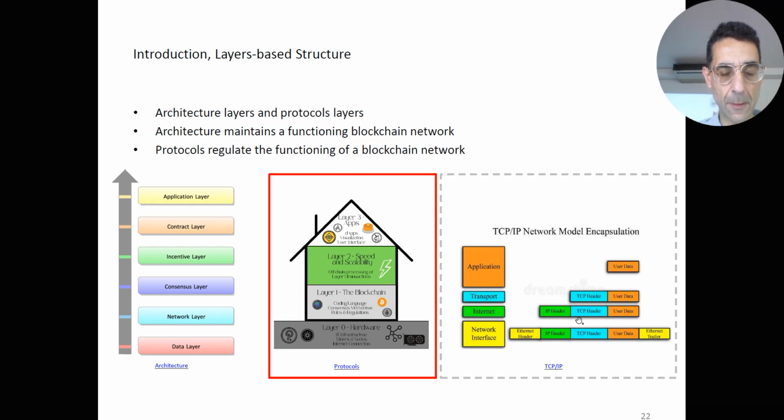Now, between members of the blockchain and computer network communities, there is a tendency to draw corresponding lines between the layers of the protocols and the TCP/IP levels that regulate the functioning of the networks, let's say of the internet. So they try to correspond that layer zero corresponds to the network layer of the TCP/IP protocol, and layer one to the internet, and so forth. I'm giving these as extra information, let's say.